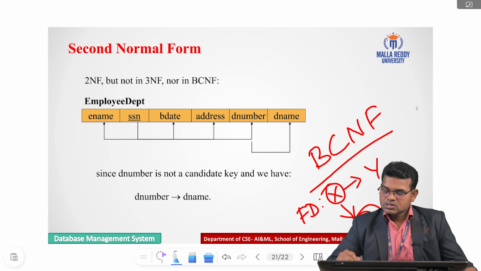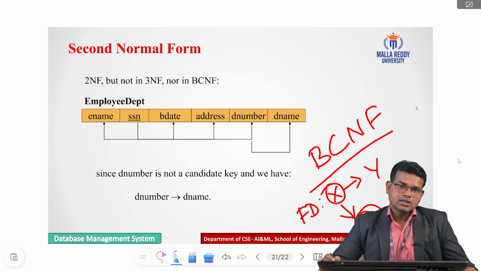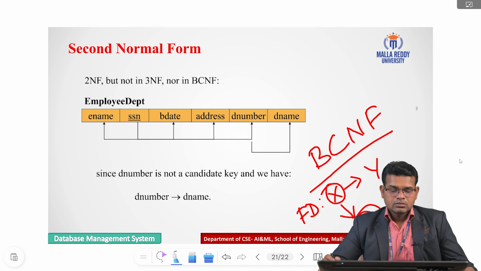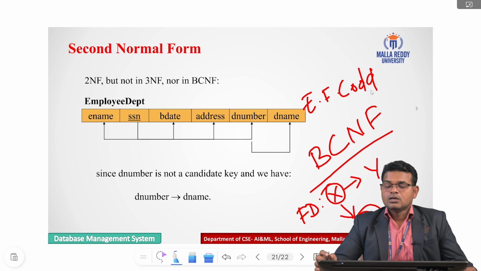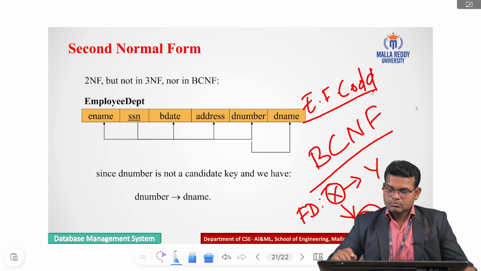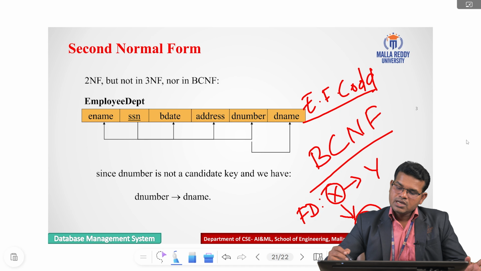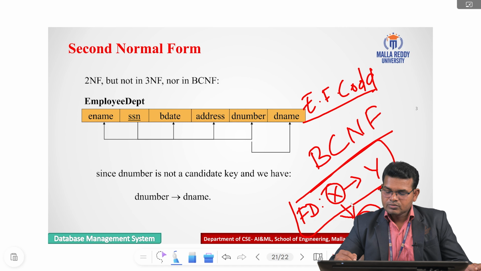This normal form is named after Boyce and Codd. E. F. Codd is also called the father of relational database management systems. Along with E. F. Codd, another scientist called Boyce together developed this normal form. Hence, it is named Boyce-Codd normal form. So the basic requirement of Boyce-Codd normal form is to make the LHS a super key.